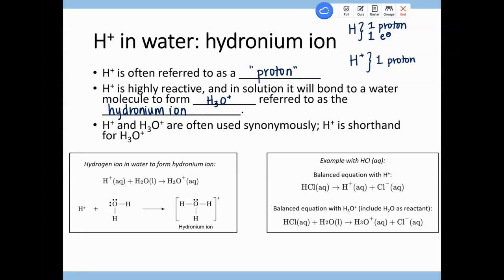So here's HCl. Without H2O in the equation, we'd say it forms H plus and Cl minus. This is a balanced equation. But this happens in water. So if we include water in that reaction equation, then we have HCl and H2O. This would dissociate into H plus and Cl minus, but the H plus bonds with H2O, so we have H3O plus now, and then Cl minus.